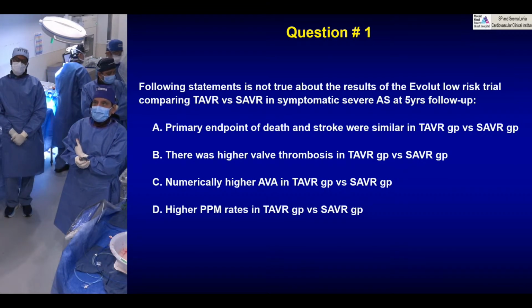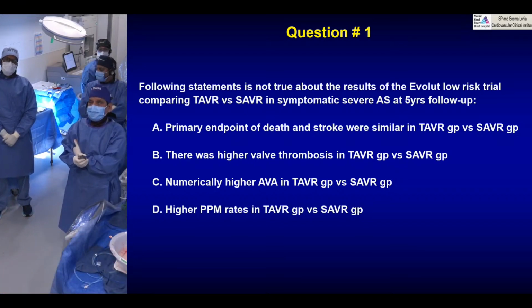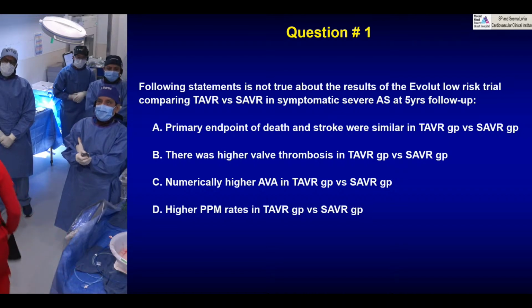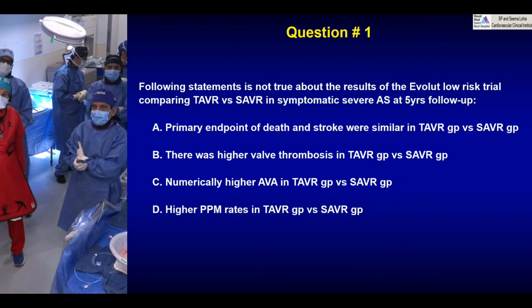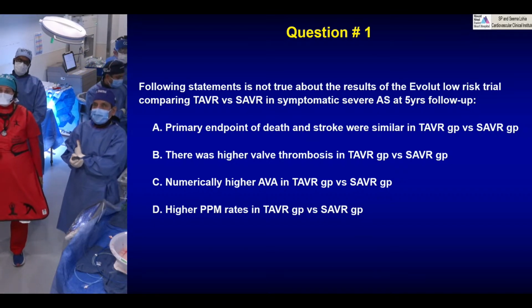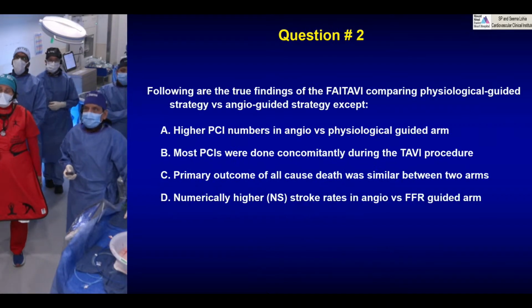The following statement is not true about the results of the Evolut low-risk trial comparing TAVR with surgery in symptomatic severe AS at 5 years. Primary endpoints were similar. There was higher valve thrombosis in the TAVR group versus surgery, numerically higher aortic valve area in the TAVR group, and higher pacemaker rate in the TAVR group. And the answer clearly is that there was no difference in valve thrombosis between the two of them.